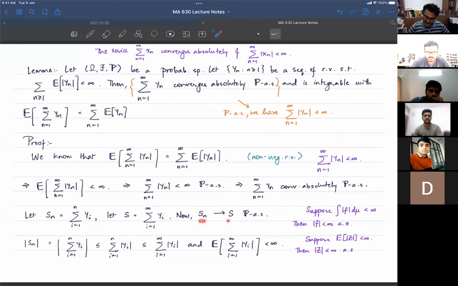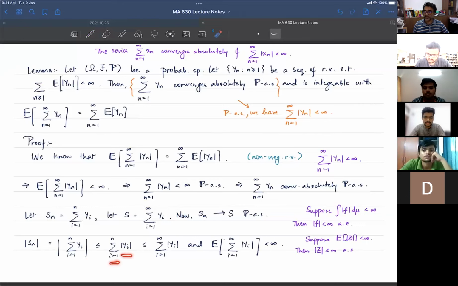Now, what do you know? You know that Sn converges to S almost surely. Maybe you had to throw away a set of measure 0, but on whatever is left, Sn is converging to S. Now, the absolute value of Sn is the absolute value of the sum of yi, i going from 1 through n. Now remember, these are finite sums right here. So I will use the triangle inequality. The absolute value of the sum is less than or equal to the sum of the absolute values. So the absolute value of the sum is less than or equal to the sum i going from 1 through n of the absolute value of yi.